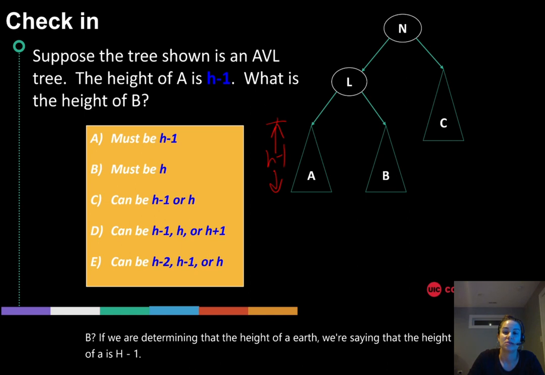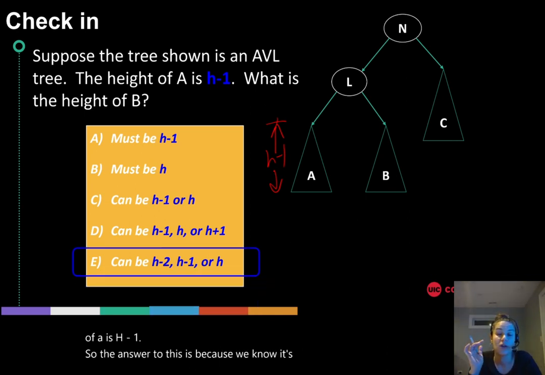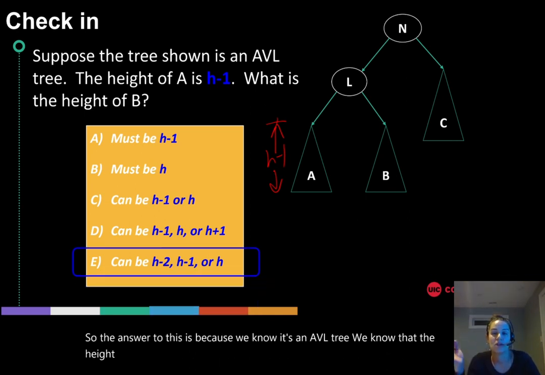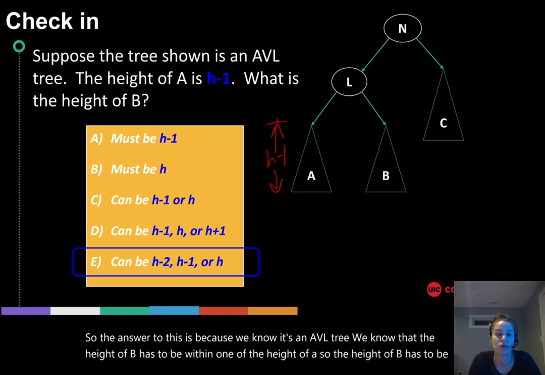So the answer to this is because we know it's an AVL tree, we know that the height of B has to be within 1 of the height of A. So the height of B has to be h minus 2, h minus 1, or h.